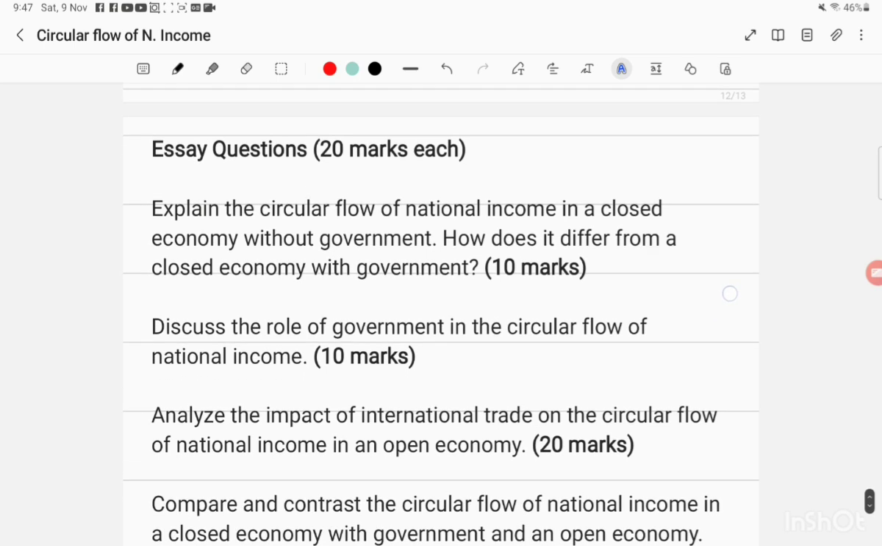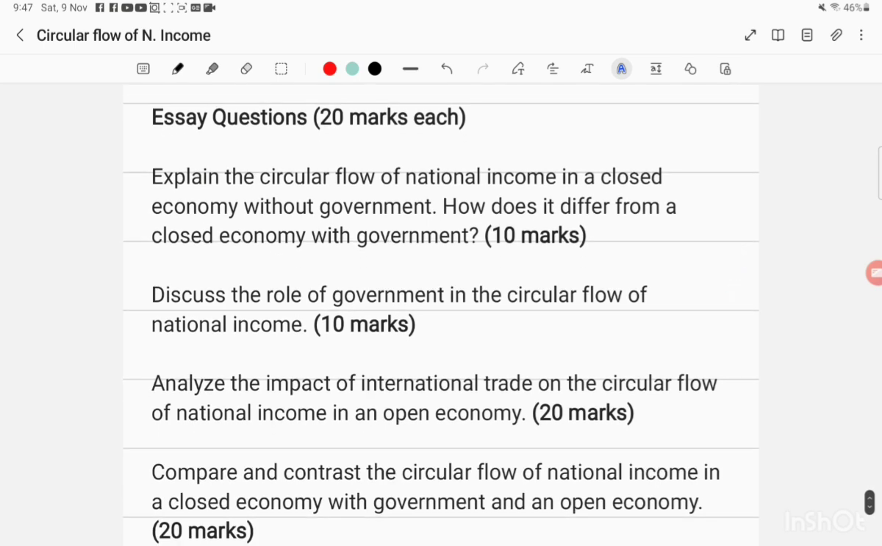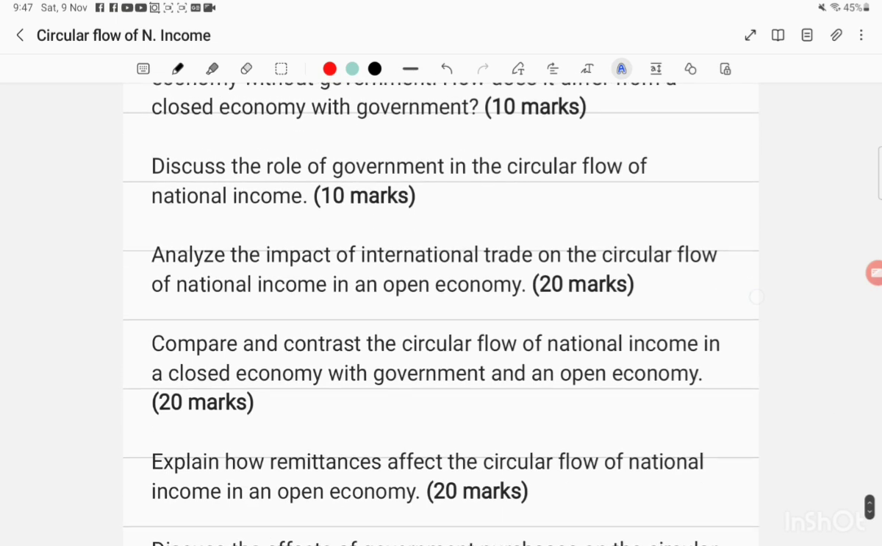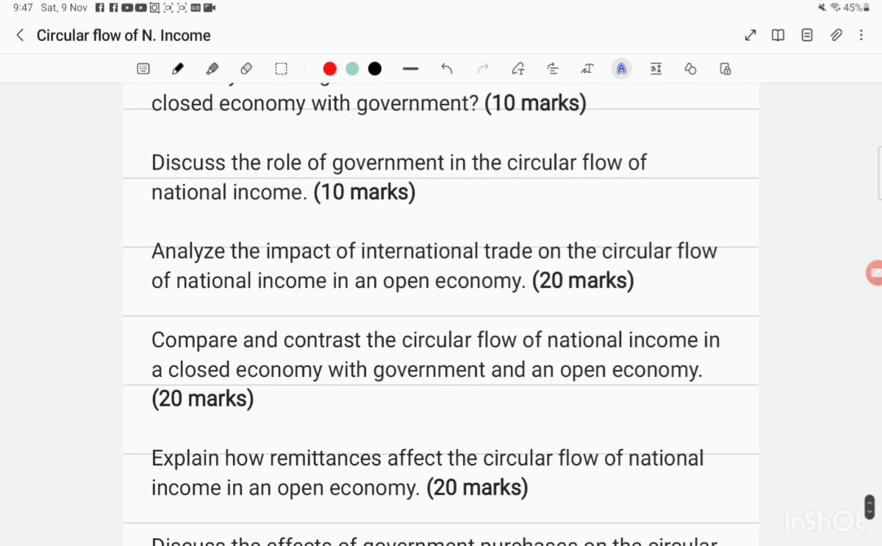So at the end we have the essay questions. Explain the circular flow of national income in a closed economy without government. How does it differ from a closed economy with the government? Discuss the role of government in the circular flow of national income. Analyze the impact of international trade on the circular flow of national income in an open economy. Compare and contrast the circular flow of national income in a closed economy with government and an open economy.